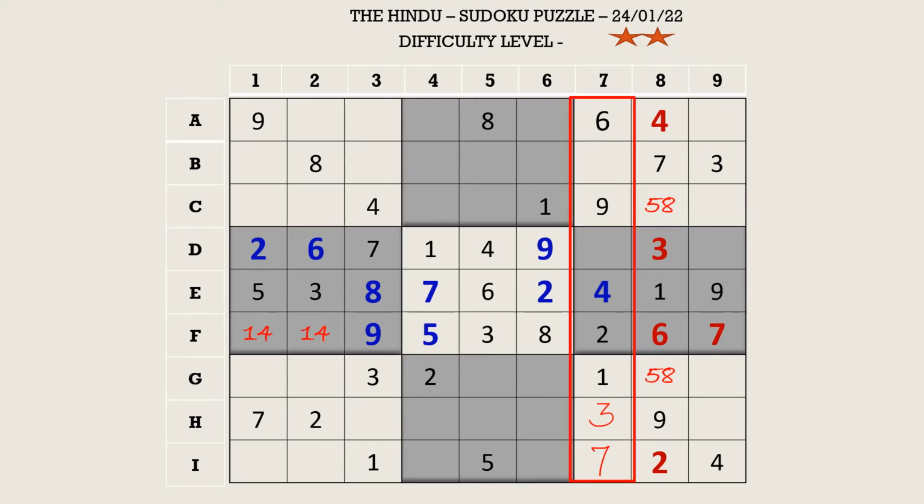In column 7, there are only 2 empty cells and the missing numbers are 5 and 8. There is an 8 in B row blocking this cell. So D7 takes 8 and B7 takes 5. This 5 cancels out the 5 here in C8, and C8 now takes 8, and this cancels out the 8 in G8, and G8 takes 5.